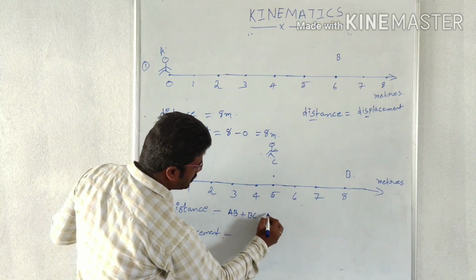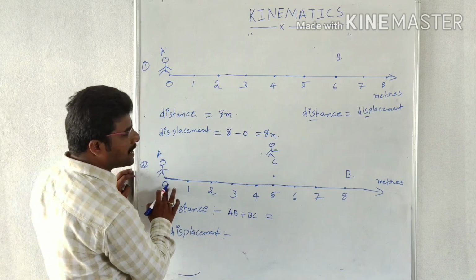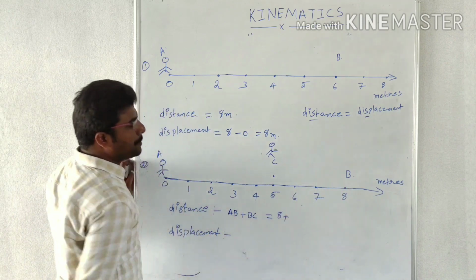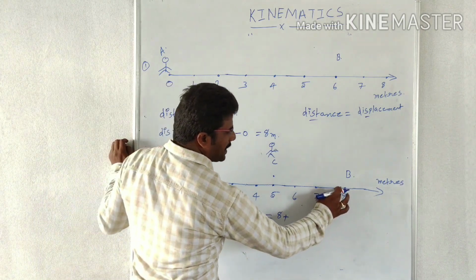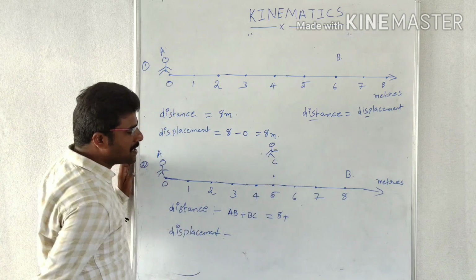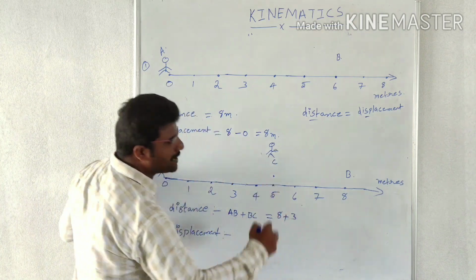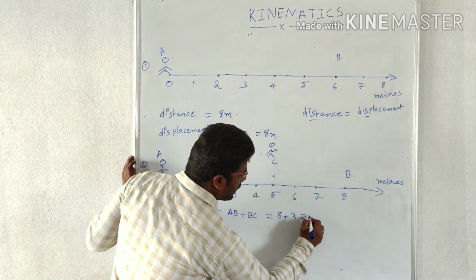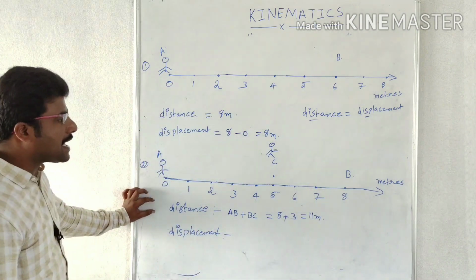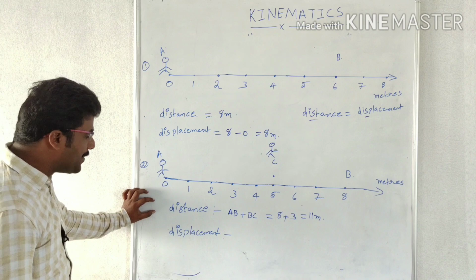BC. So what is the value of AB? 8. 8 plus BC. Here to here 1, here to here 2, here to here 3. So 8 plus 3, that is 11 meters. Here the distance traveled by the person is 11 meters.